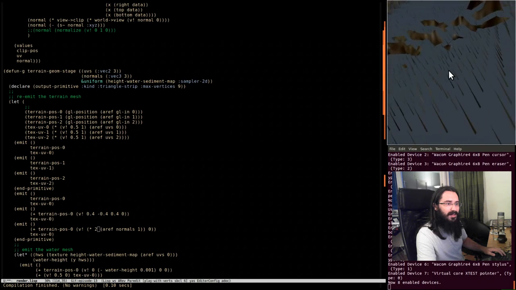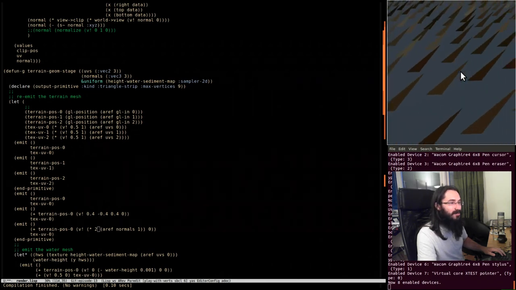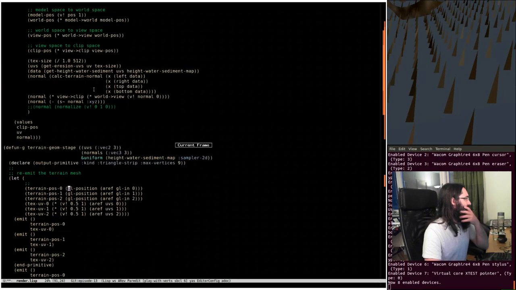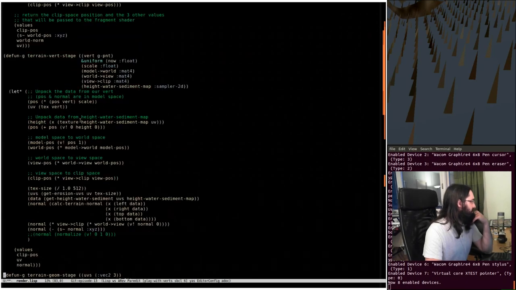I'm not sure. They look like they're moving with the camera to me. What have I done? Okay, so the normal should have been world space, so it should have been fine to just do world to view and view to clip.